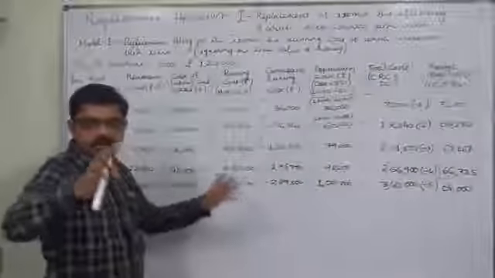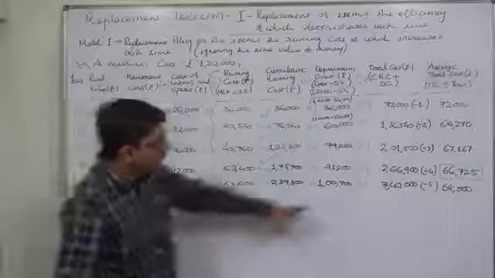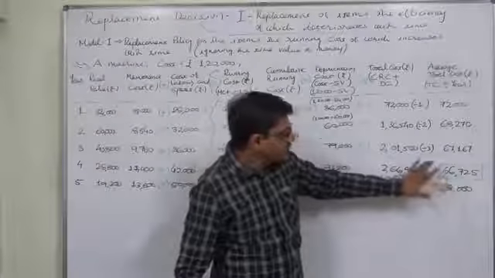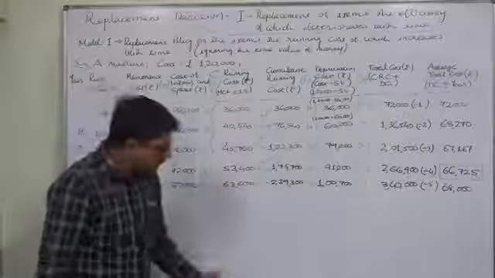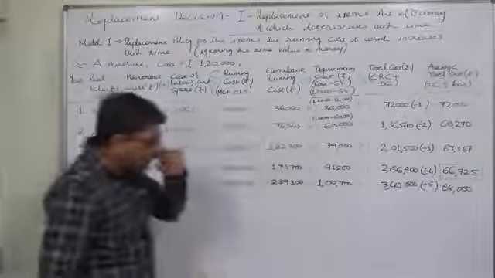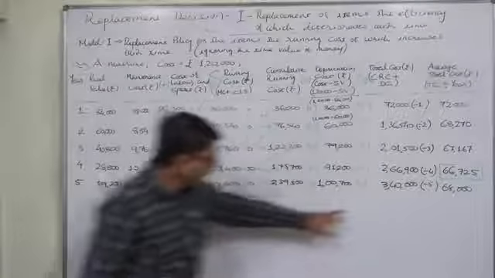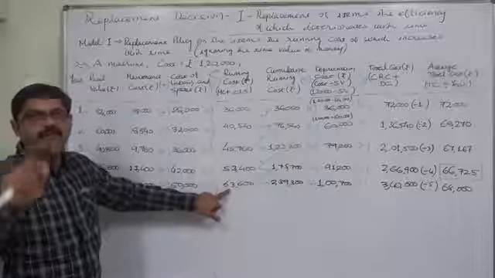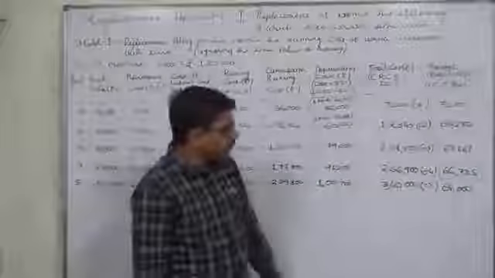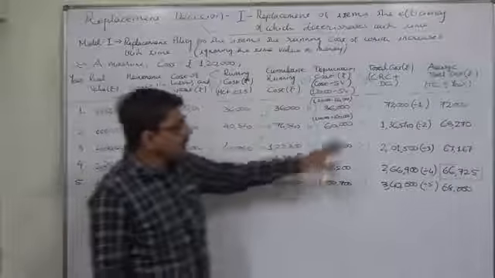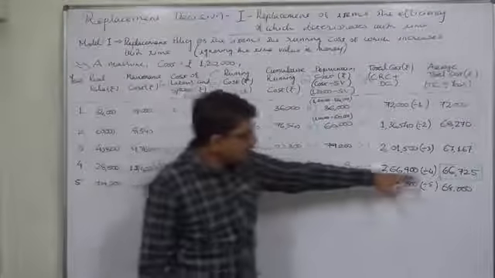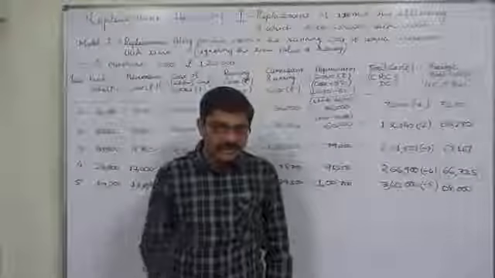So you can write as your final answer that this particular machine should be replaced at the end of the 4th year because for the 4th year the average total cost is the lowest. From the 5th year it starts to increase, and not only that, it is now greater than the running cost of the 5th year. So it will now be costlier to continue to use this machine. So for this particular case, our conclusion is that the company should replace this machine at the end of the 4th year. That's it. Thank you very much.